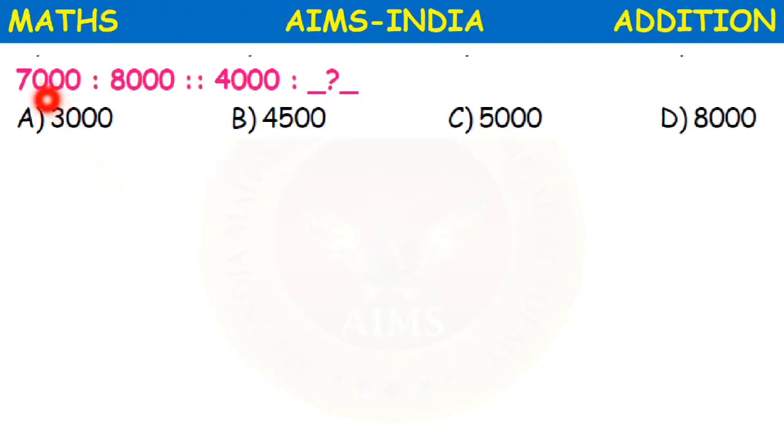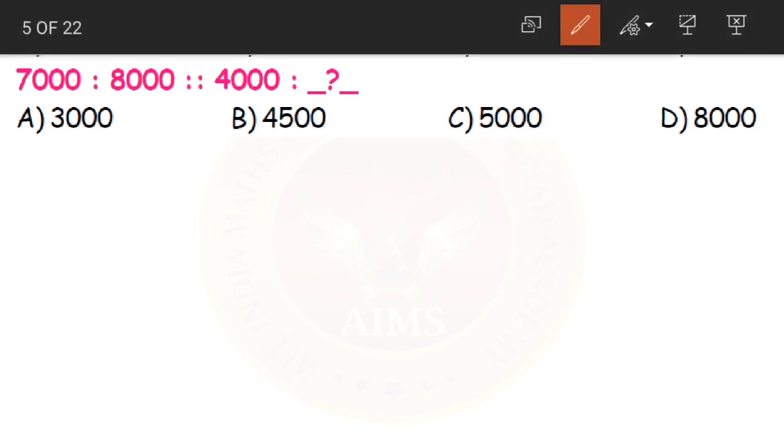Moving on to question number 4. Again this is a similar question. 7,000, 8,000 and 4,000 and dash. See, 7,000 and 8,000 are connected. In the same way, what number should come after 4,000? Let us look at the options. 3,000, 4,500, 5,000, 8,000. This question is pretty simple, right?